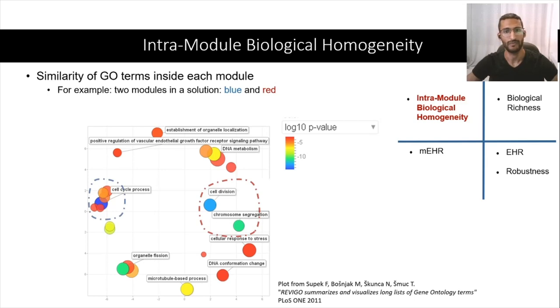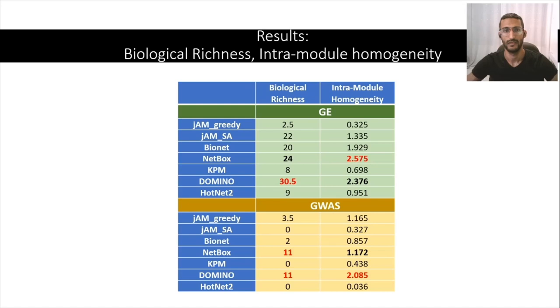Using the same plot from the previous slide, we can think about the GO terms encircled in red as coming from the red module, and GO terms encircled in blue as coming from the blue module. Considering the average semantic similarity between GO terms, we may say that the blue module is more homogeneous than the red module, even though the blue one contains a higher number of significant GO terms. In the intra-module homogeneity criterion, Domino and NetBox outperform the other algorithms, with NetBox coming first most of the time.